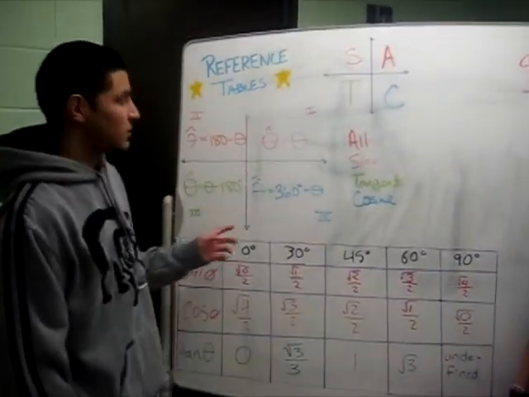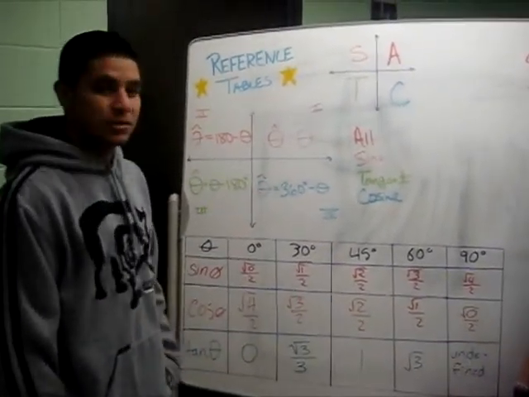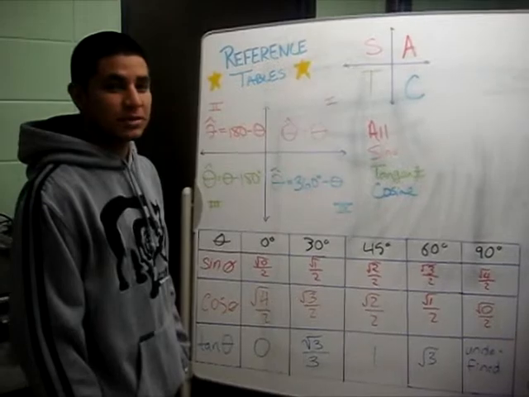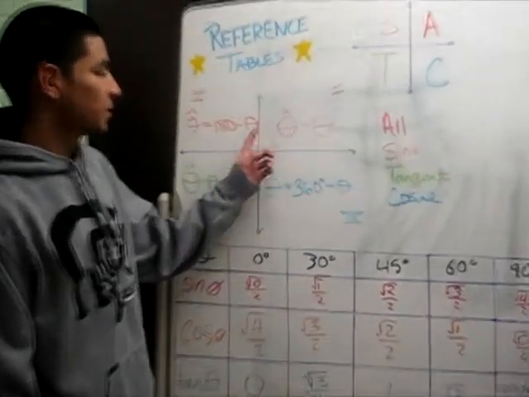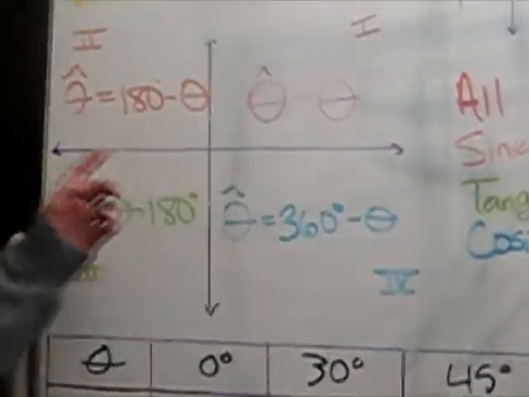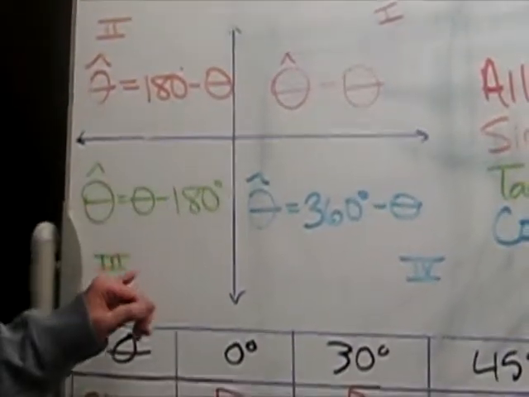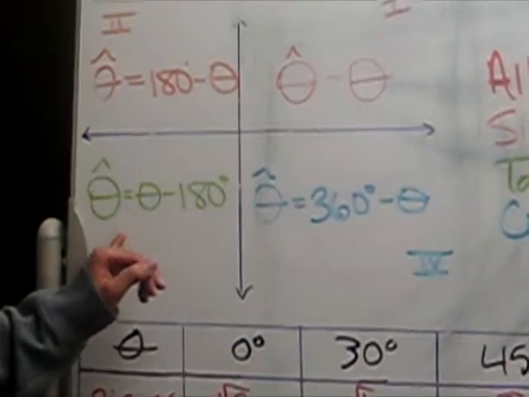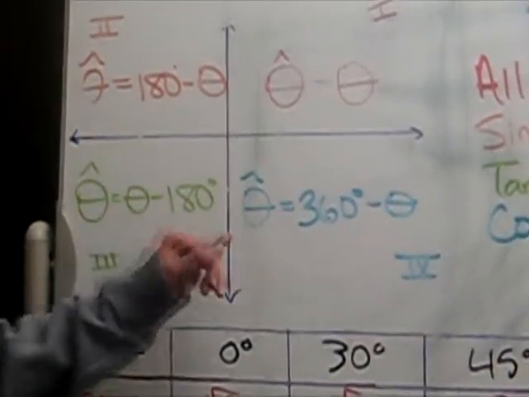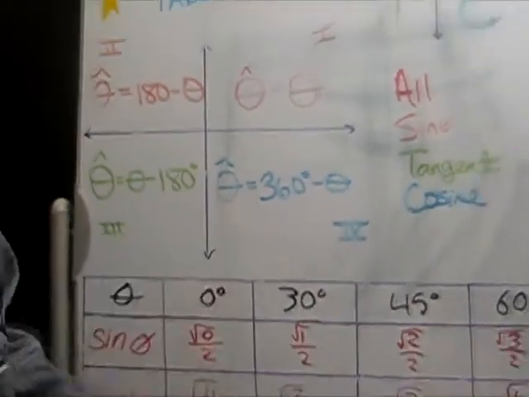Okay, and for this reference table, each quadrant shows the equation to find the reference angle. So in quadrant 1, the reference angle is equal to theta. In quadrant 2, the reference angle is equal to 180 minus theta. In quadrant 3, reference angle equals theta minus 180. Quadrant 4, reference angle equals 360 minus theta.